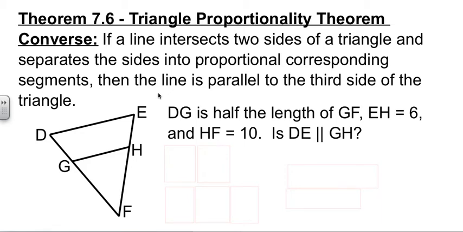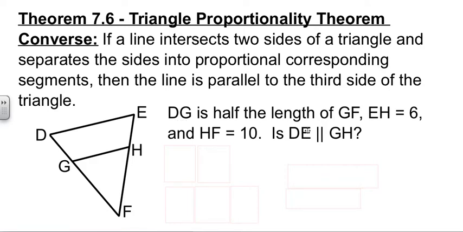Now compare that with the triangle proportionality theorem converse. In this case, it's saying to you, if the sides are proportional, then this middle line is parallel. If our ratios work on here, then GH would be parallel to DE. So let's see if it is in this case.